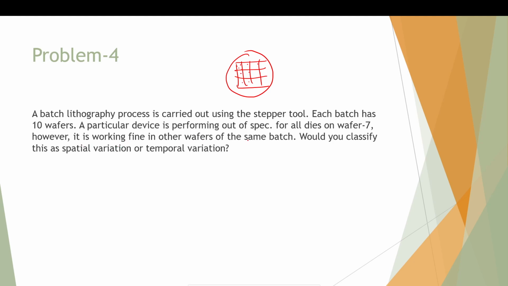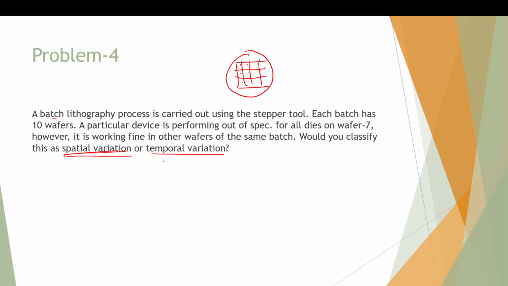However, it's working fine in other wafers of the same batch. Would you classify this as spatial variation or temporal variation? So there was a scale of variability slide, right? A spatial variation means whenever we have variation across the wafer. That might be due to thickness variation, or resist not being coated uniformly. I think both. This is batch to batch variability. But how is it a spatial variation? Can you explain?